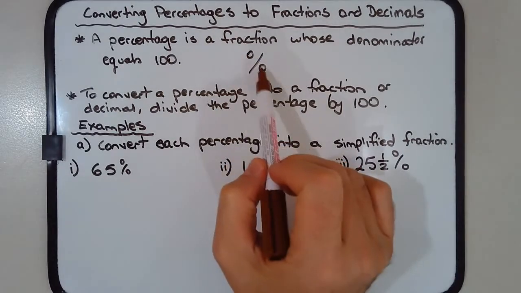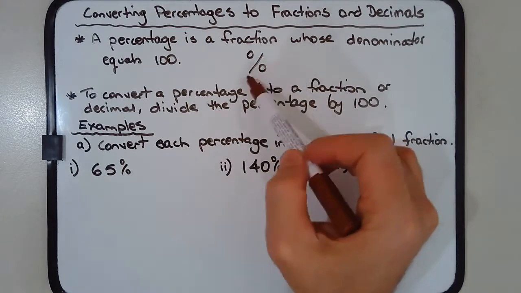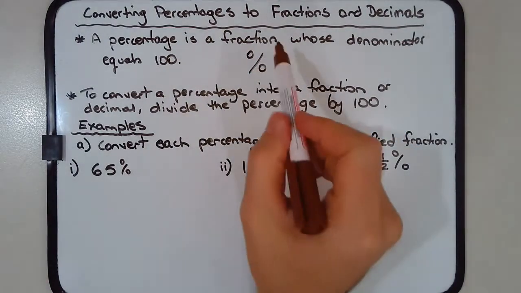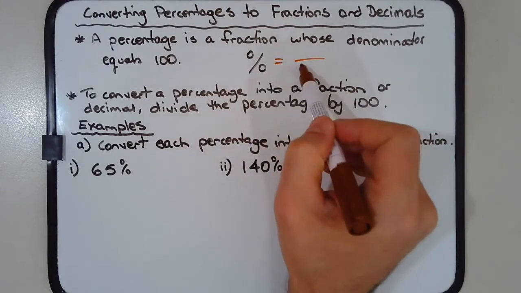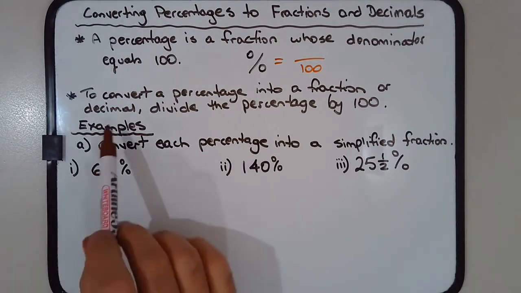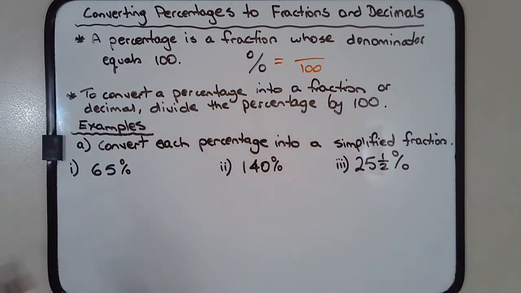You see the two zeros there? These two zeros are the zeros of the 100. And this diagonal line represents the fraction line. So this really means a fraction over 100, but it's just a shorthand way of writing a number over 100. To convert a percentage into a fraction or a decimal, we just divide the number in the percentage by 100.